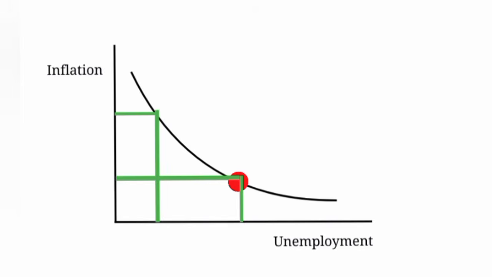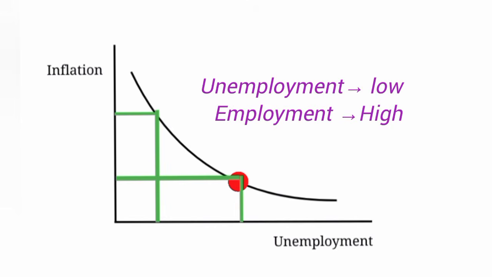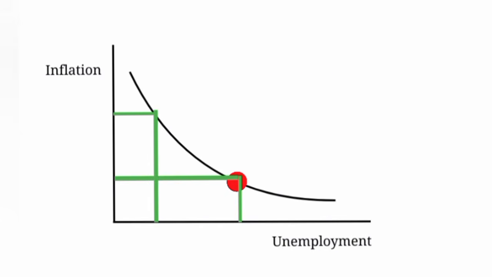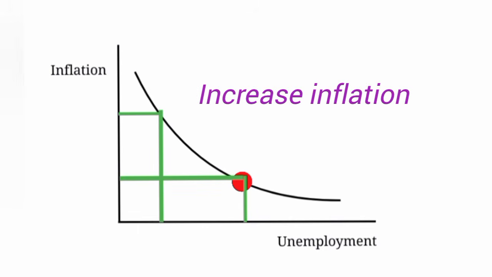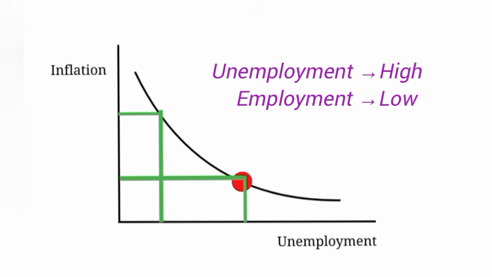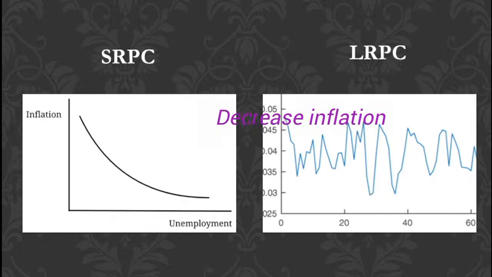The core idea is that when unemployment is low, the labor market is tight, forcing employers to offer higher wages, which in turn fuels inflation. Conversely, high unemployment can weaken wage pressures and decrease inflation.